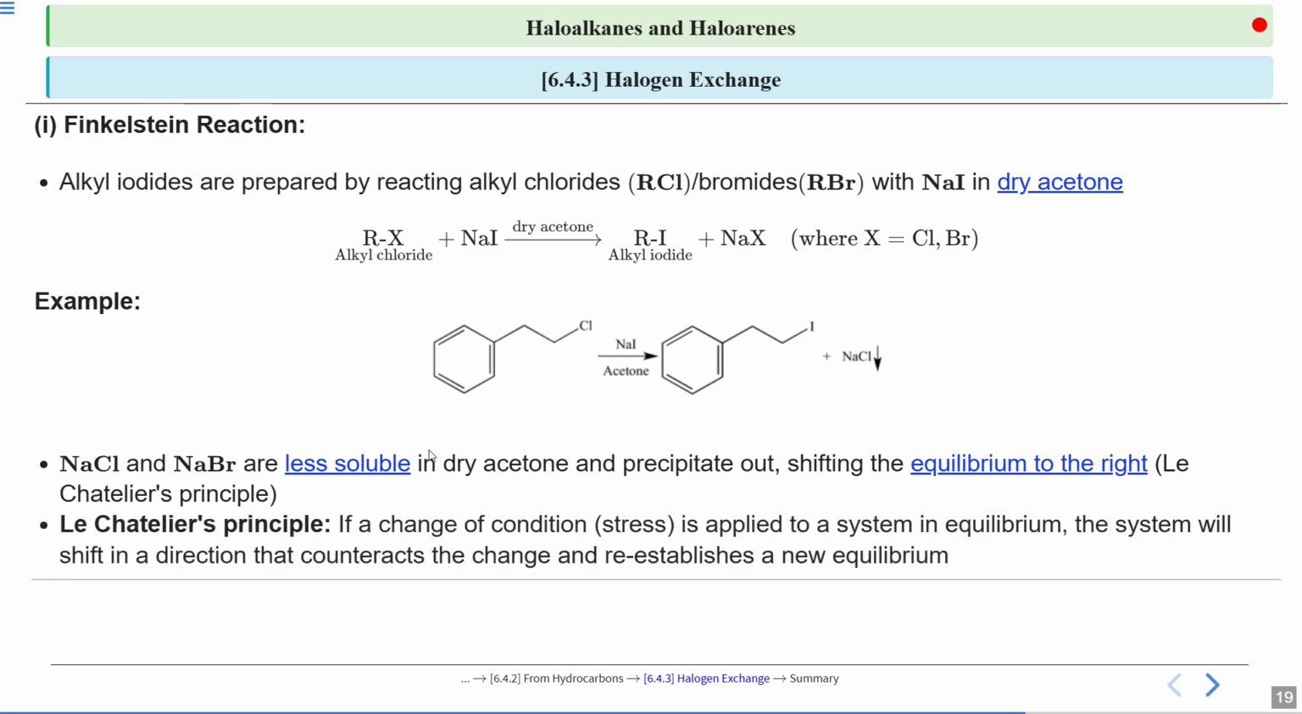So what is Le Chatelier's principle? If a change of condition, or any stress or pressure, is applied to a system in equilibrium, then the system will shift in the direction that counteracts the change you are making from the outside, and reestablishes a new equilibrium. According to this, sodium chloride and sodium bromide, being less soluble in dry acetone, precipitate out and shift the equilibrium to the right, towards the formation of your desired product, alkyl iodide, in the Finkelstein reaction.